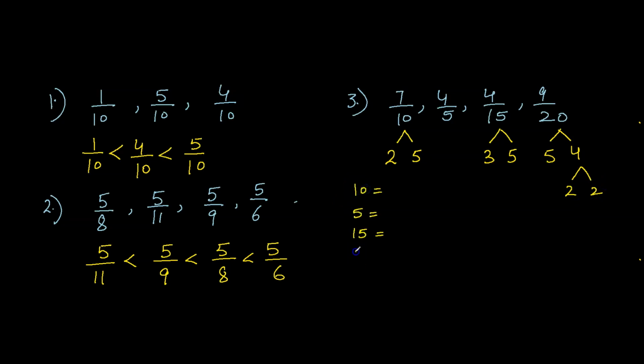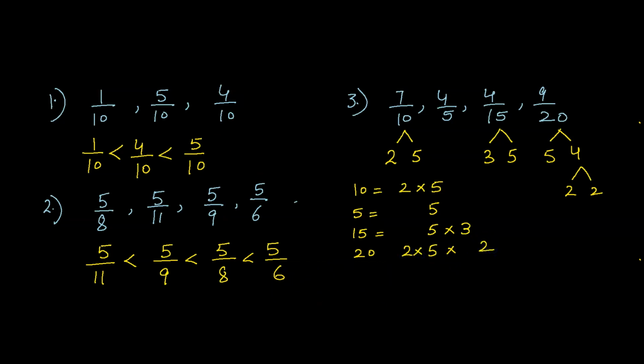Now, let's quickly write down all the prime factors. So for 10, it's 2 times 5. For 5, it's just a 5. For 15, it's 3 times 5. So let's write down 3 over here. And for 20, it's 5 times 2 times 2.